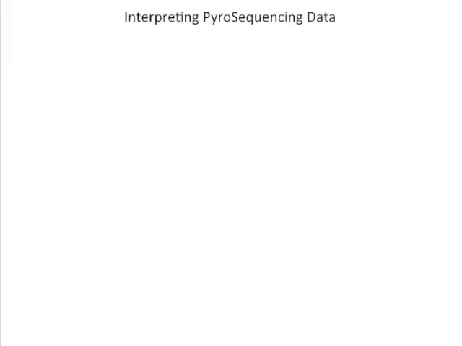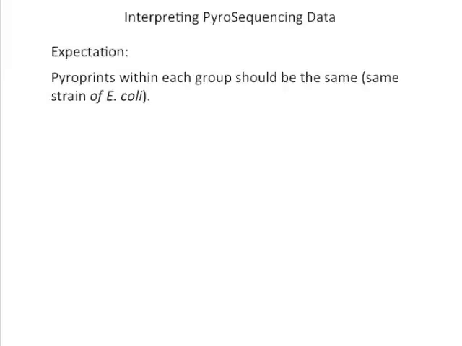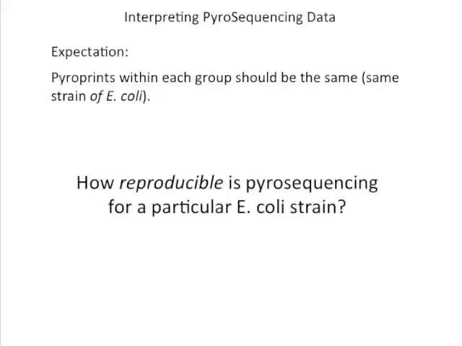Getting back to interpreting your data, remember the expectation is that pyroprints within each group should be exactly the same, because each member within a group had analyzed E. coli from the same exact isolate. So we're going to use and analyze these pyroprints to help us answer the question, how reproducible is pyroprinting for a particular E. coli strain? So we're going to compare pyroprints within the group to answer this question.